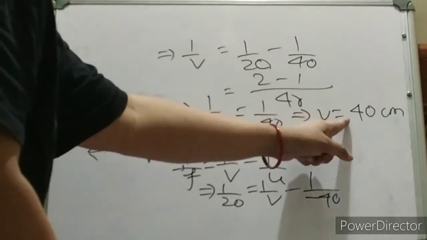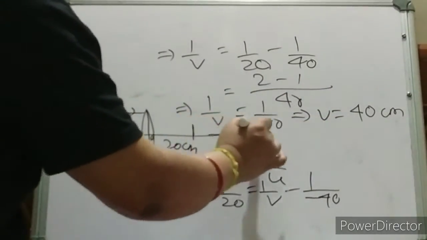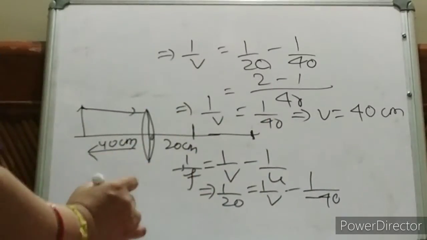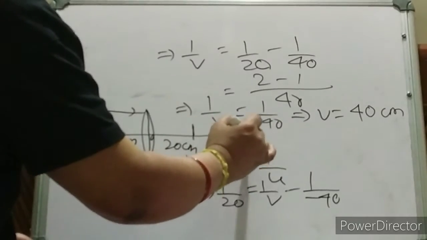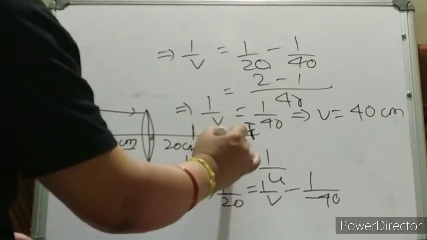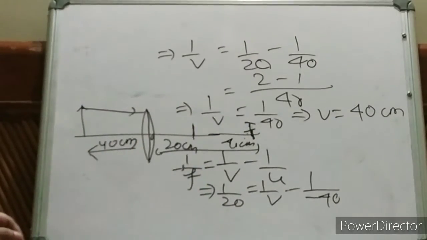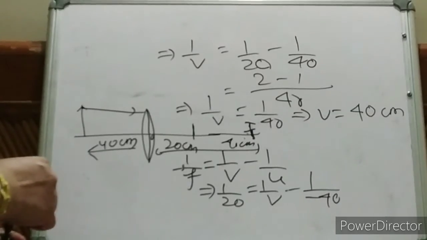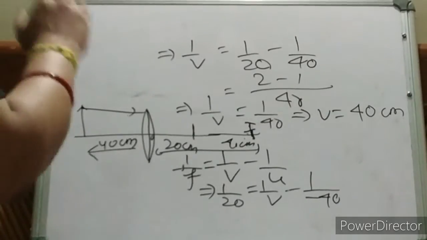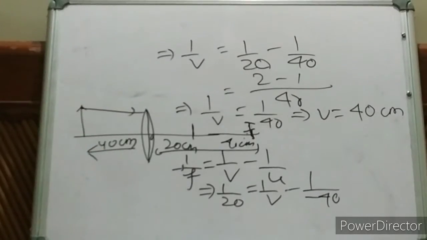So it is positive. Where will you get the image? You will get the image over here, on the right hand side. Here will be your image position, 40 centimeter. Is it clear? So like this, you will use your sign convention and lens formula to find different positions of the image. Hope I am clear with this.